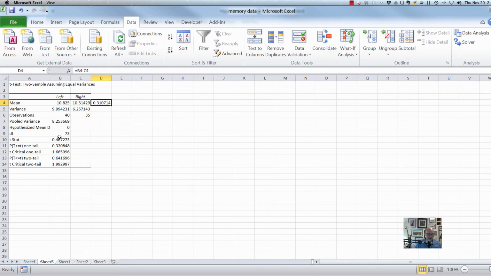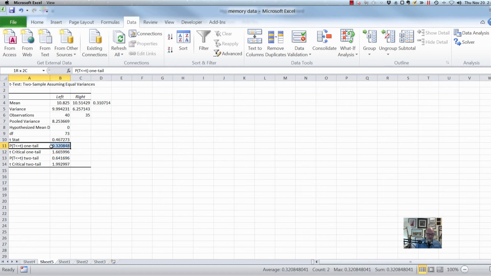How far away is that in terms of standard errors? We don't have the standard error in here, but it's really just this pooled variance divided by the square root of... there's a formula for it. I can't remember what it is at this minute. Anyway, here's the t-statistic. That's just like a z-score. It tells us how far away 0.31 is from 0 in terms of some standard error, which isn't very far. That doesn't seem very far.